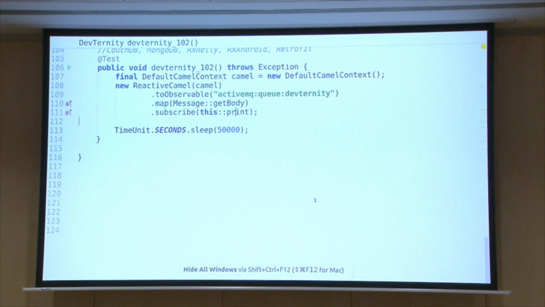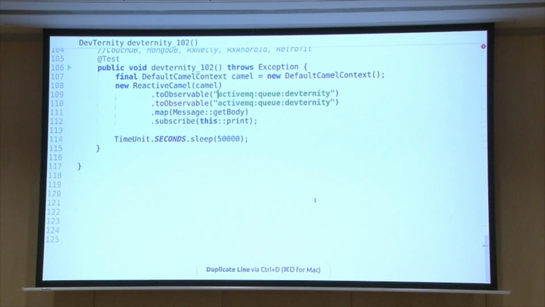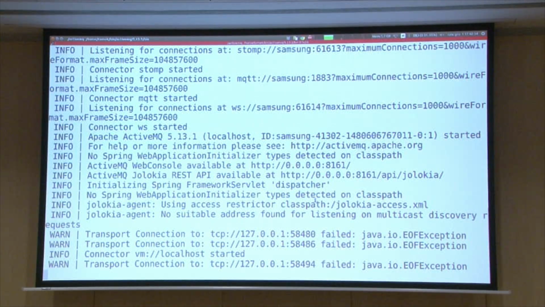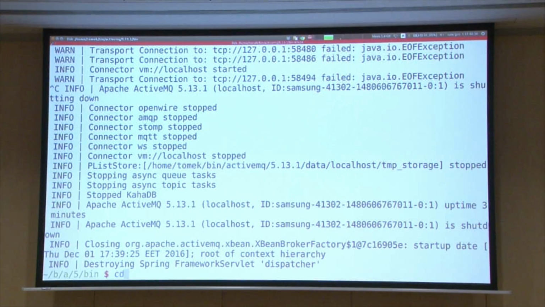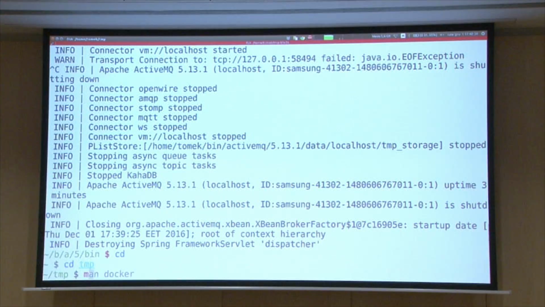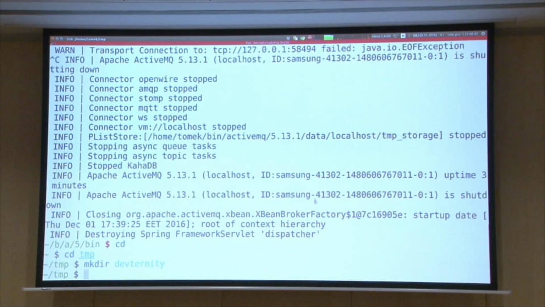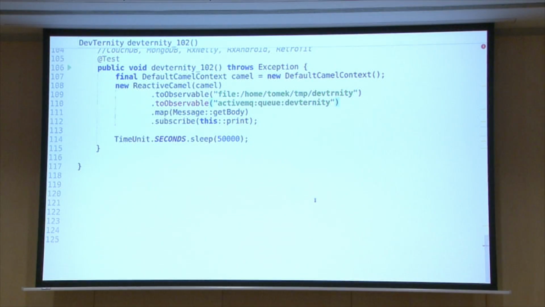What's really cool about this integration is that you don't have to use the ActiveMQ scheme. For example, I can say file, and here I pass a random directory. So, all right, just like that. I don't think I have this directory right now. Let's just turn it off, ActiveMQ. So it was temp, and I'm going to create this directory. So devternity. So what's going to happen right now is that just by, yes?